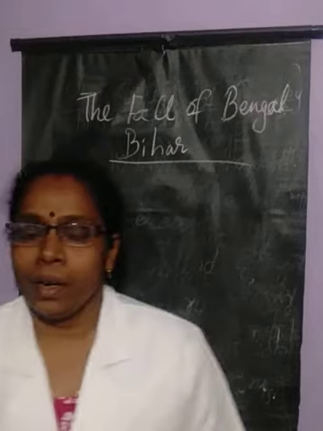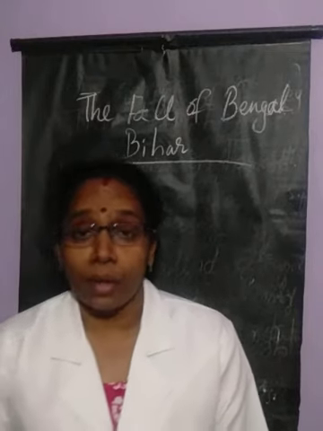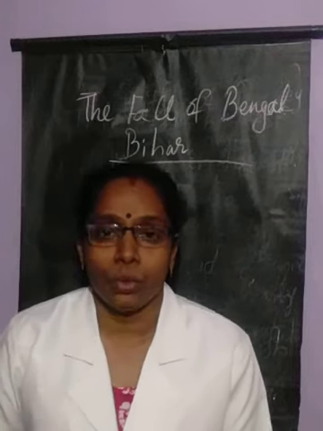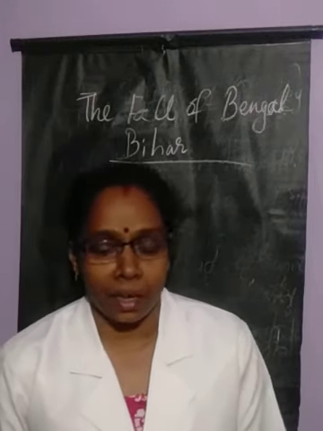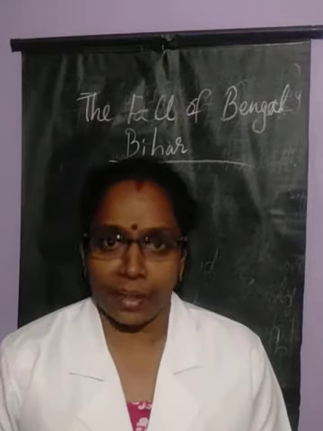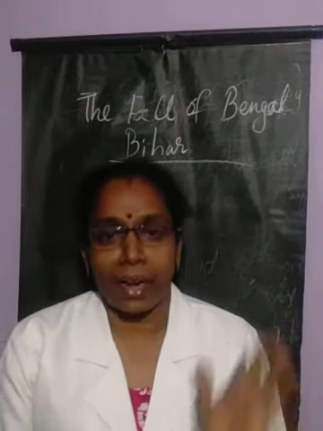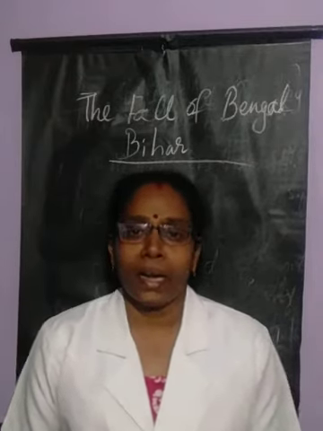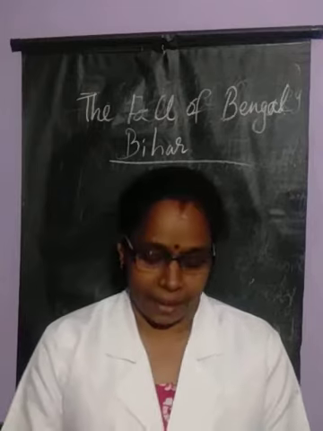We saw that British East India Company controlled many territories. They tried to bring many territories under their control by different types of wars we discussed. Then the fall of Bengal and Bihar. How Bengal and Bihar became the part of the British Empire.